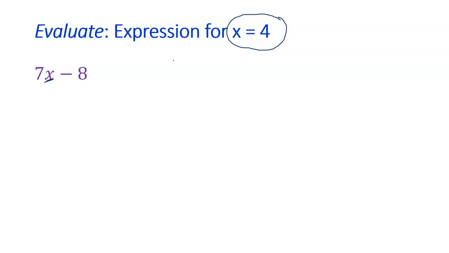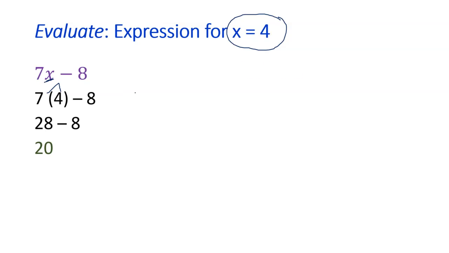Let's replace the x by 4 first. 7x means 7 times 4. You can use a dot in between or parentheses. According to the order of operation, I'm going to multiply this 7 and 4 now. Between multiplication and subtraction, multiplication goes first. That will give me 28 minus 8, and my final answer will be 20.